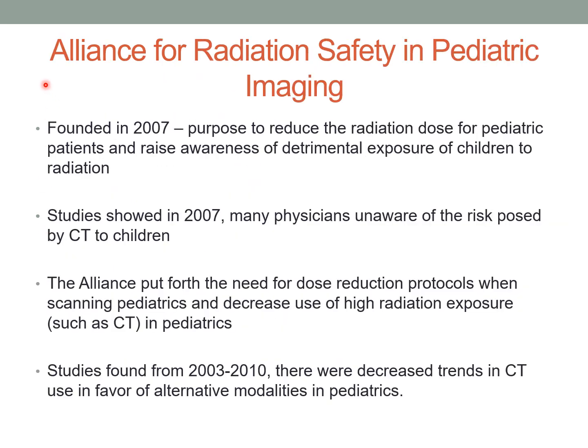The Alliance for Radiation Safety in Pediatric Imaging, founded in 2007, has the purpose of reducing the radiation dose for pediatric patients and raising awareness of the detrimental exposure of children to radiation. Studies showed in 2007 many physicians were unaware of the risk posed by CT to children. The Alliance put forth the need for dose reduction protocols when scanning pediatrics and decreased use of high radiation exposure, such as CT, in pediatrics. Studies found that from 2003 to 2010 there were decreased trends in CT use in favor of alternate modalities in pediatrics.